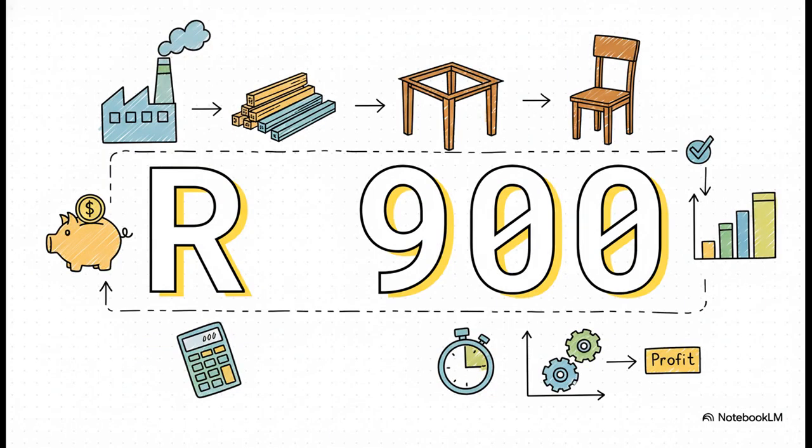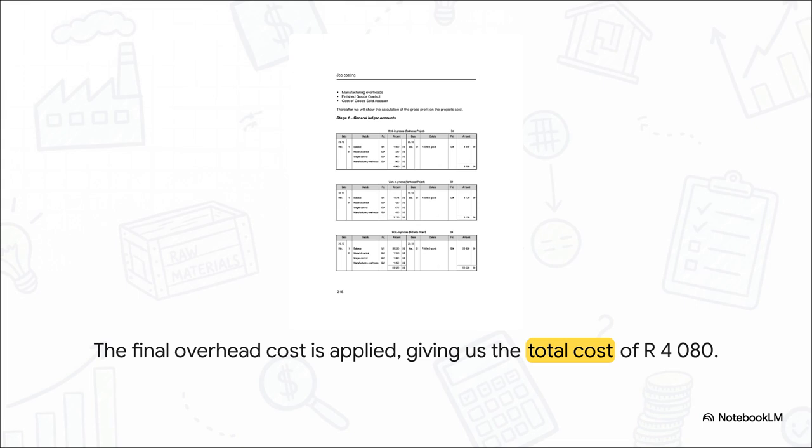Okay, but what about the costs that aren't tied to just one job? You know, the factory rent, the electricity, keeping the machines running. These are our manufacturing overheads. We have to apply a fair share of those costs to this job, and in this case, it adds another 900 Rand. And there's the final piece of the puzzle for the workshop floor. We add that 900 Rand for overheads, so we take the starting balance, add the new materials, the labor, and the overheads. And there we have it. The grand total cost to make the South Coast Project comes to 4,080 Rand.